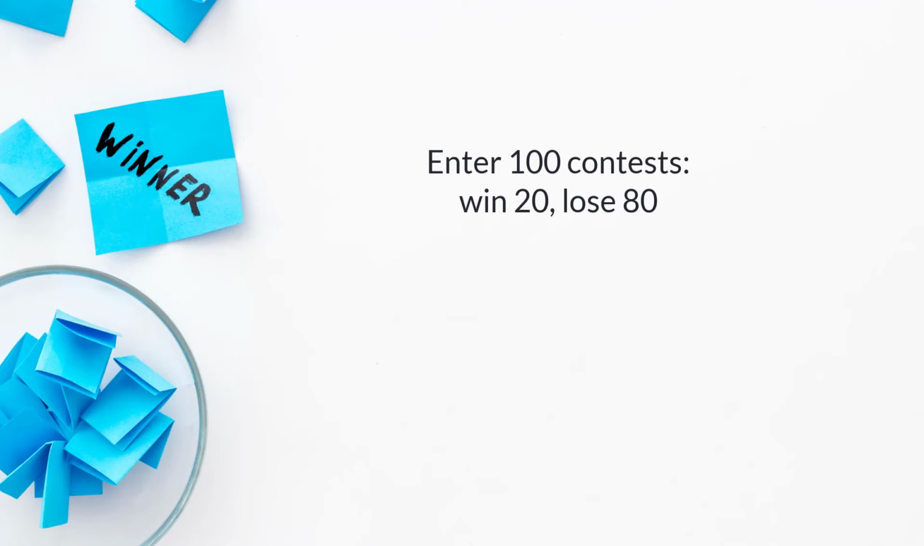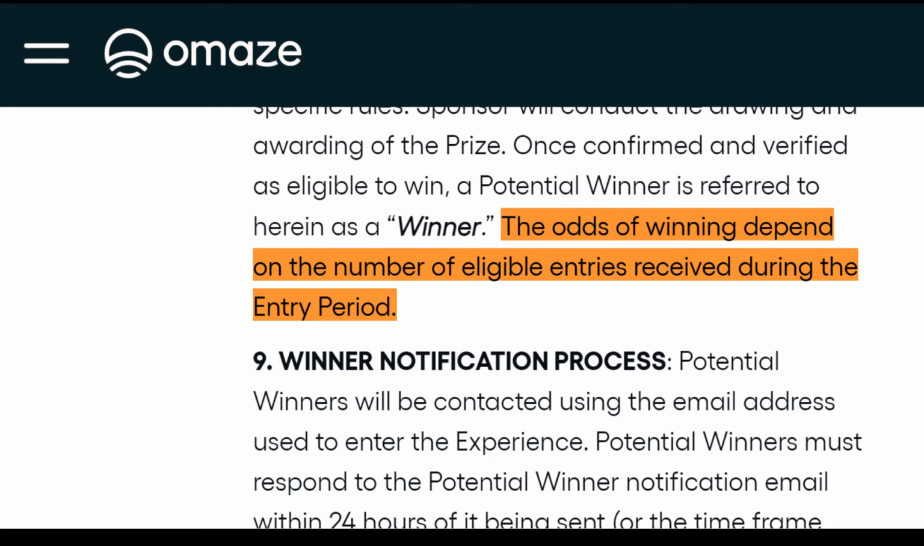But when we have a small number of events, like 1 contest, odds and probabilities are almost equal. It's often easier to think about probabilities instead of odds. For this contest example, the probability you'll win is 1/5. That's a 20% chance of a win. So what is the probability of winning an Omaze contest? Well, Omaze doesn't give us any information to work with. The official rules just say that the odds of winning depend on the number of eligible entries received during the entry period. Why do the odds depend on the number of people entering?